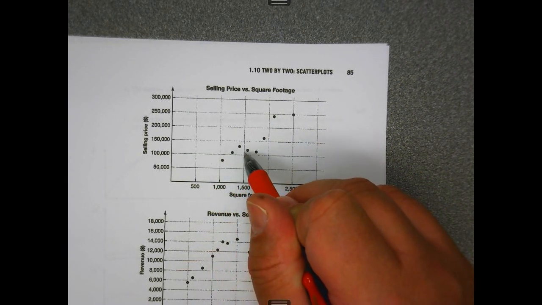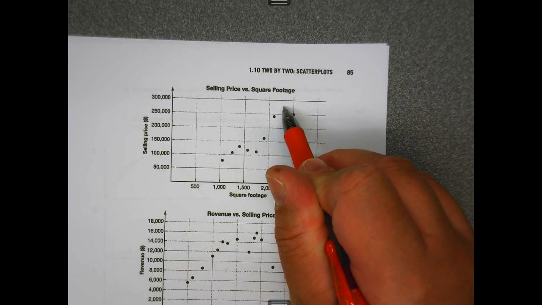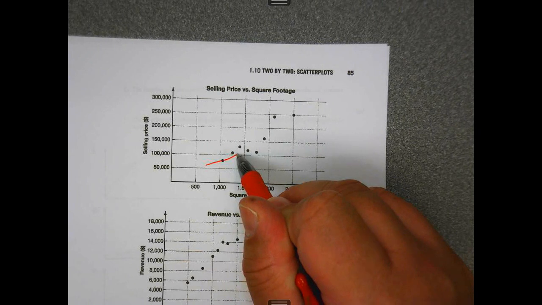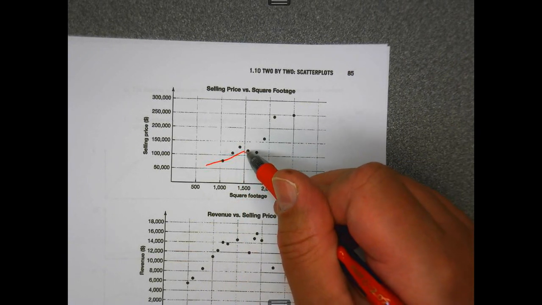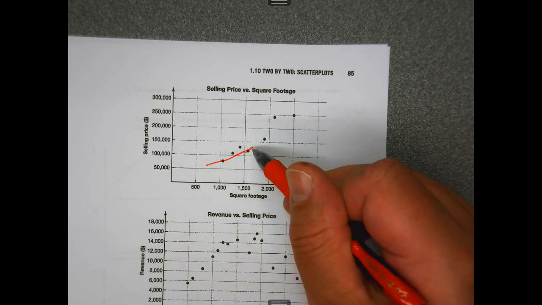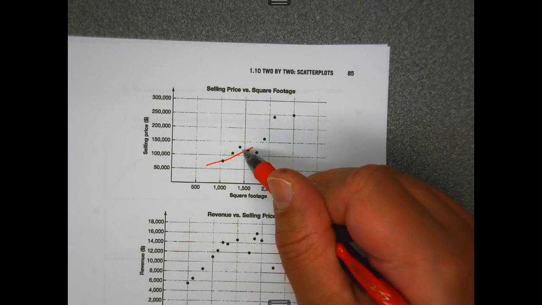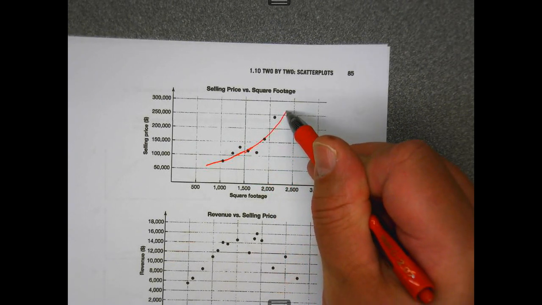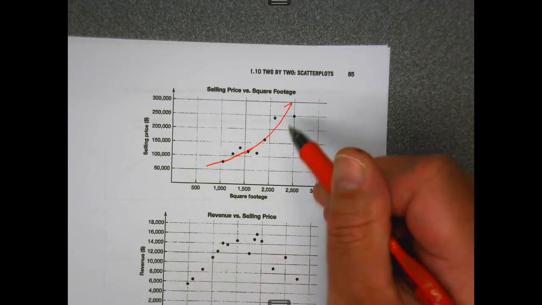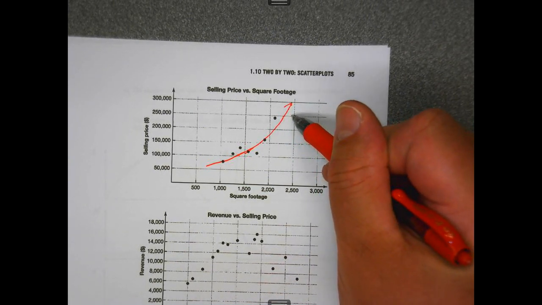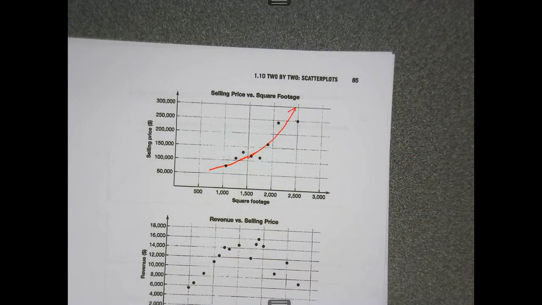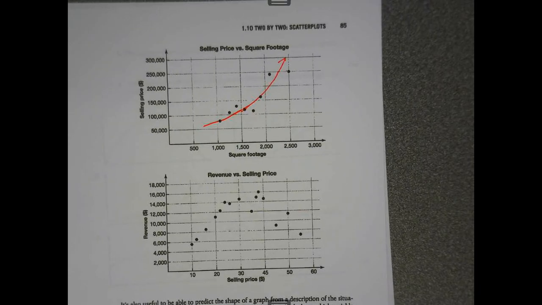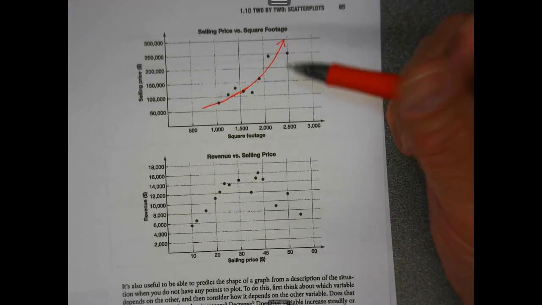The next one, this looks like it's an upside down parabola. So I'm going to start from here, and it's going to curve, go through these points like that. Again, not through every point. We want to kind of take it through the average of these points.